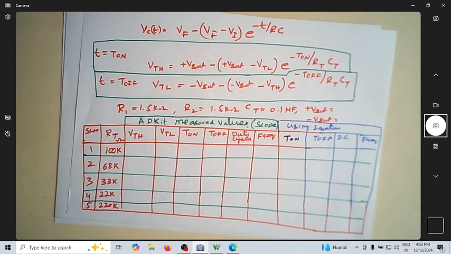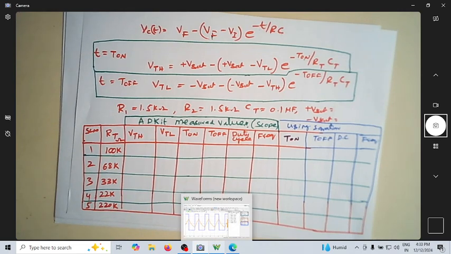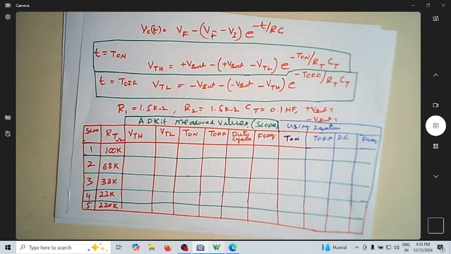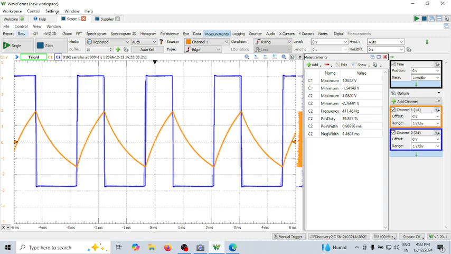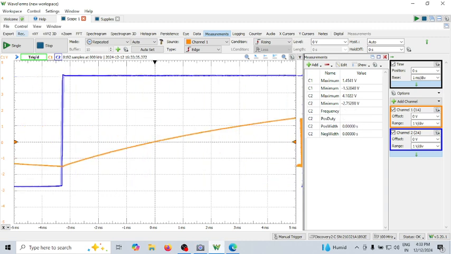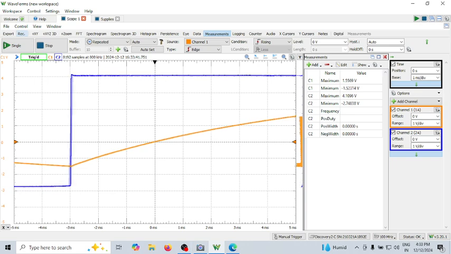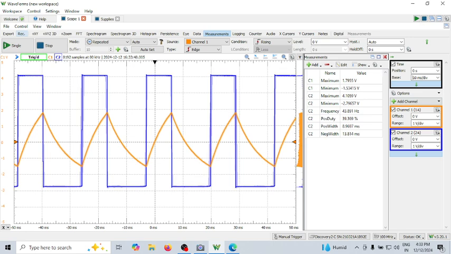Let us continue with the demonstration. Let me start with RT of 100 kilo ohm. Now I just change it to 100 kilo ohm. Since RT has increased to 100 kilo ohm, the frequency has reduced to a great extent. So let me change the time base to 10 millisecond. Now I'll just make a single run.